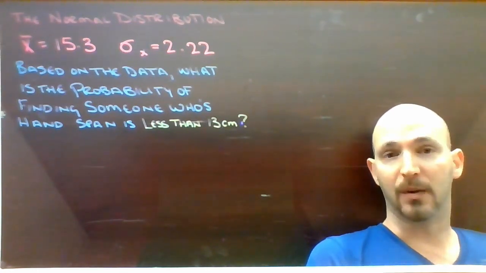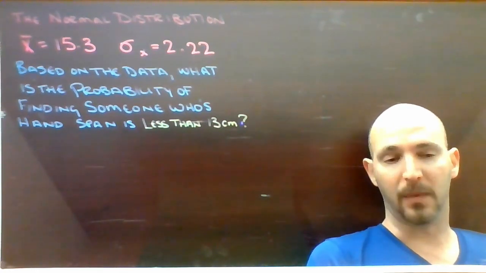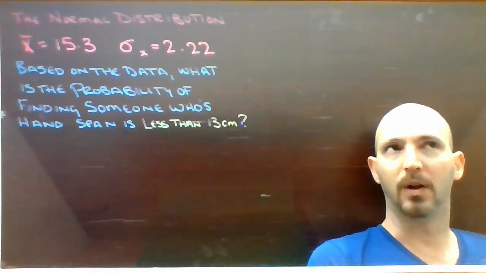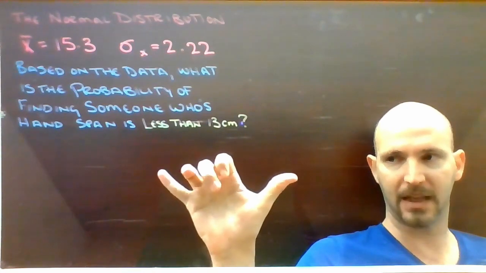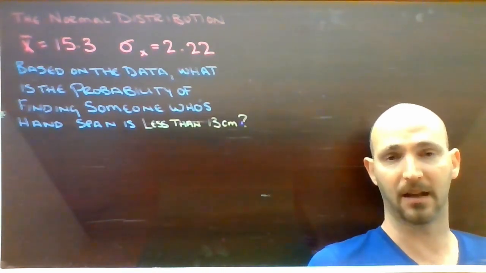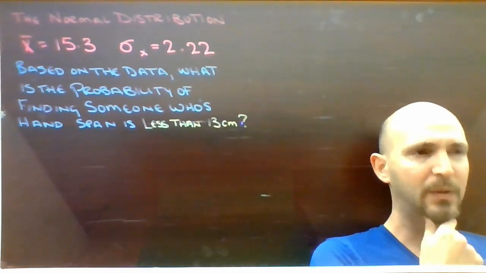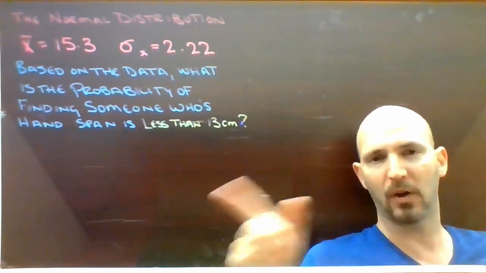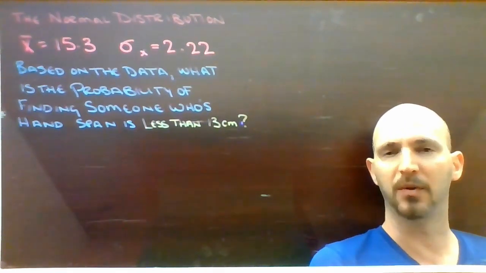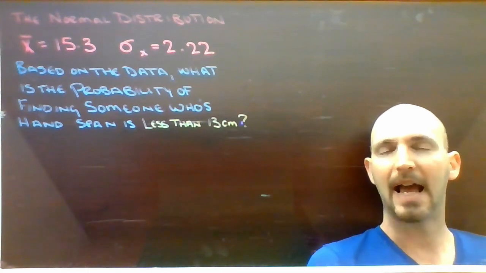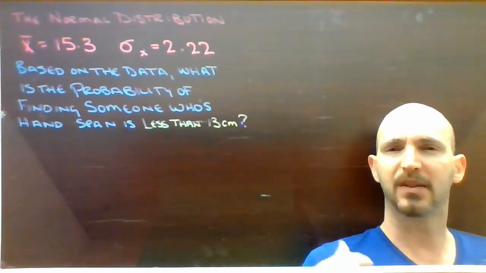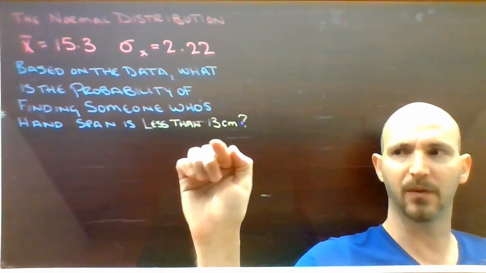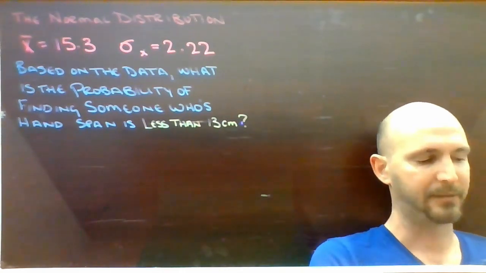What I'd really like to know is, if I were to walk into a room and pick one person at random, what's the probability that that person's hand, from their pinky to their thumb, is less than 13 centimeters? If you recall from earlier in the video, everything about the normal distribution is based on how many standard deviations you are away from the average value. So that's what I'm going to think about for this particular data point.